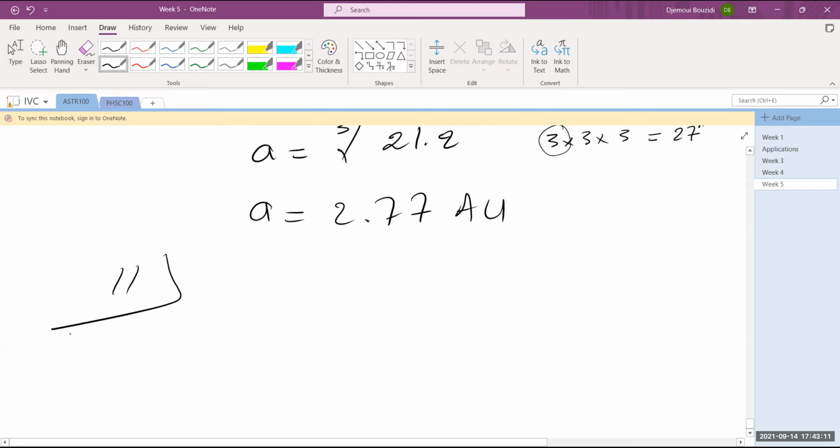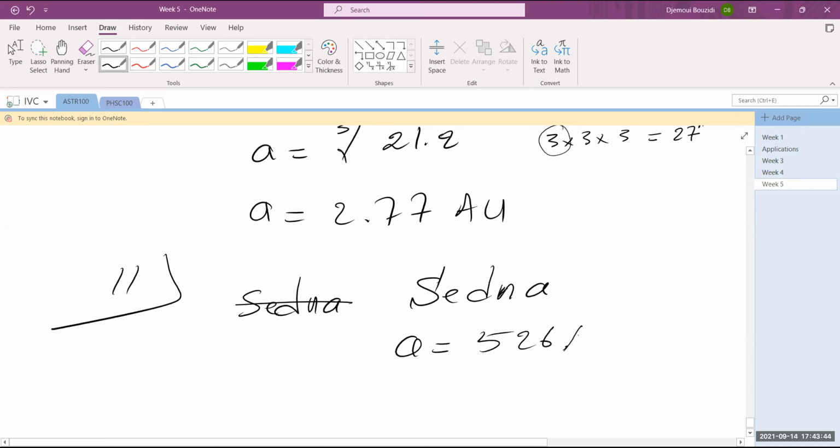Number 11. If I go back into the notes in here, for 11, it says that Sedna has an orbital period. But how do you spell Sedna? S-E-D-N-A. Okay, this is actually a dwarf planet. So Sedna has a semi-major axis a equals 526 astronomical units. What is its orbital period?